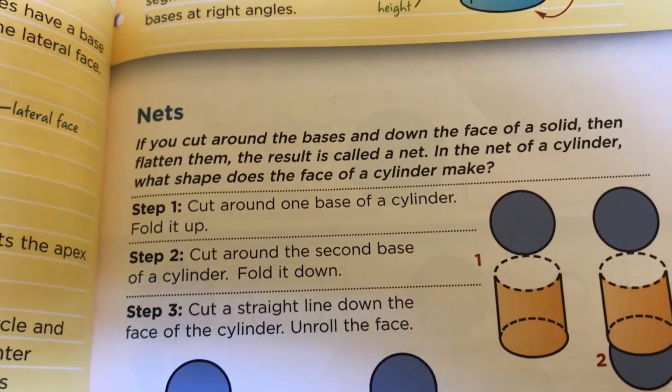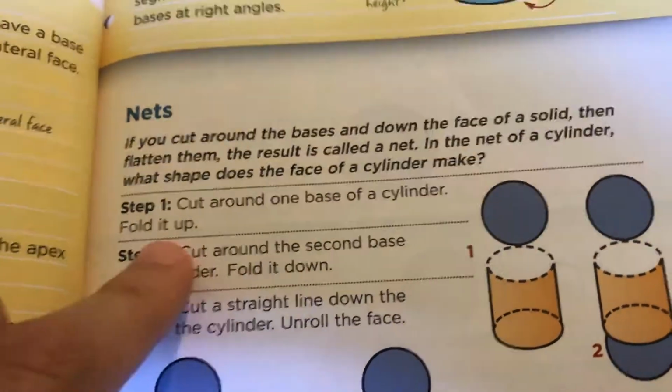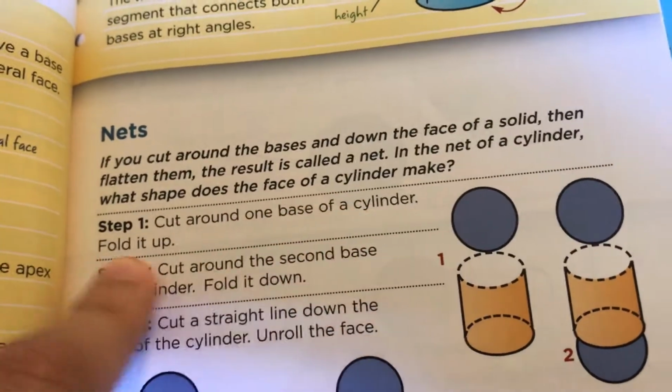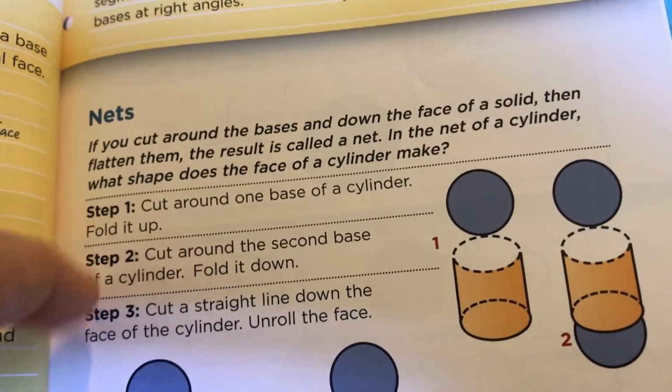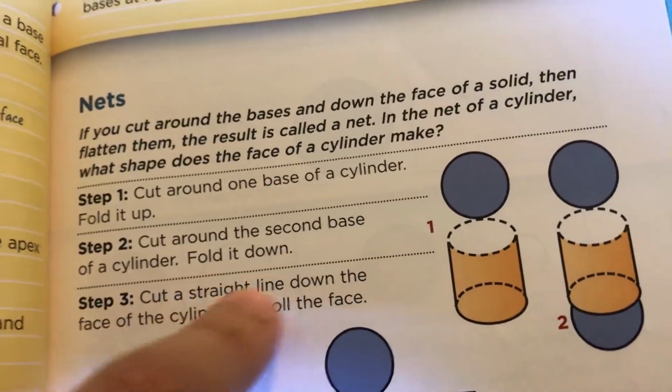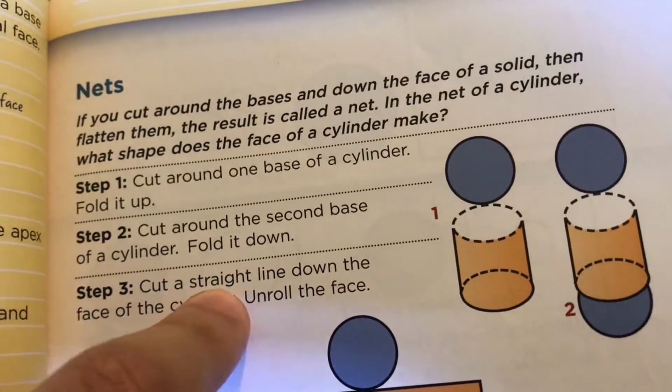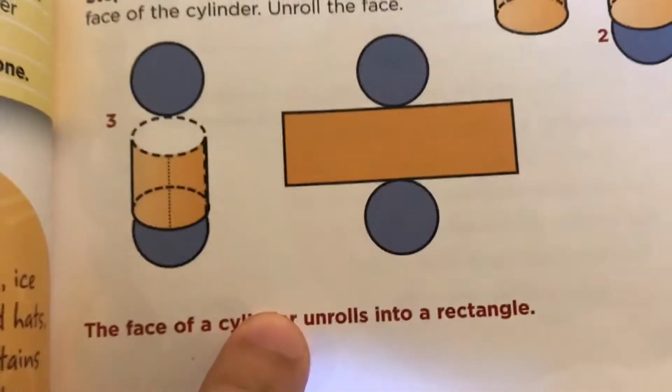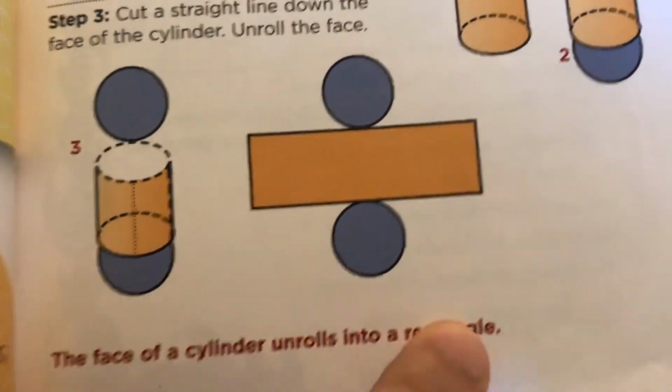In the net of a cylinder, what shape does the face of a cylinder make? Step 1. Cut around one base of a cylinder. Fold it up. Step 2. Cut around the second base of a cylinder. Fold it down. Step 3. Cut a straight line down the face of the cylinder. Unroll the face. The face of a cylinder unrolls into a rectangle.